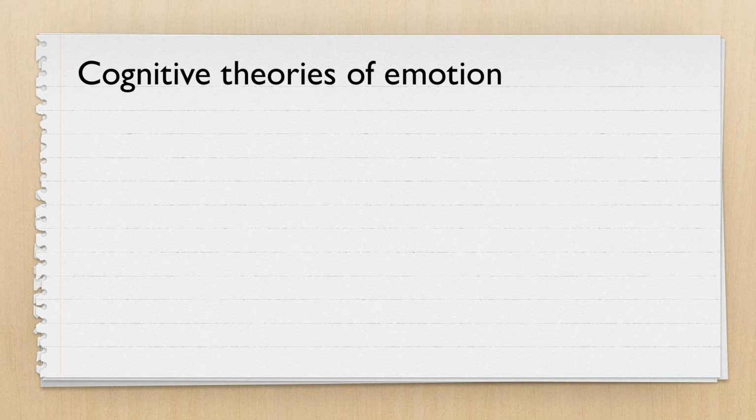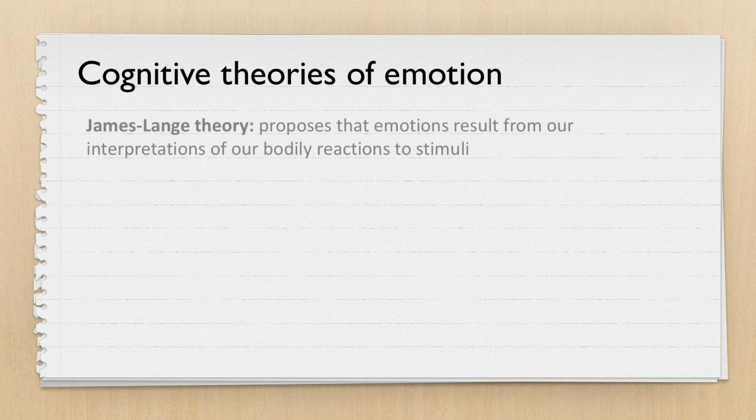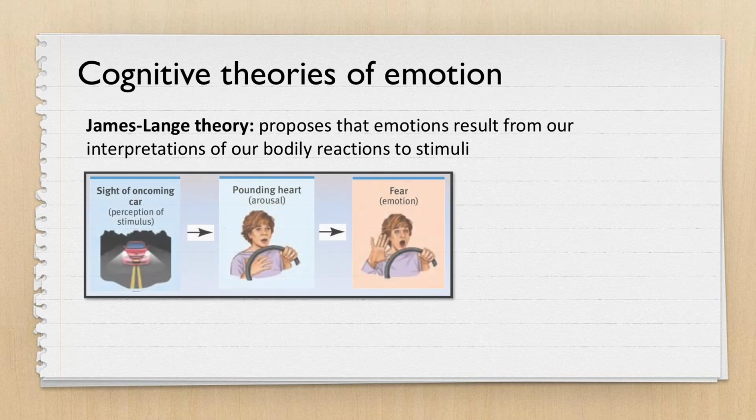Okay, so the first theory in this school of thoughts is called James Lange theory. It proposed that emotions result from our interpretations of our bodily reactions to stimuli. What does it mean? It's not that intuitive. So, for example, you see a car coming, your heart starts pounding really fast, and you feel this arousal. And then, consciously or unconsciously, you interpret this bodily reaction. And then you conclude that, oh, I feel really fearful now.